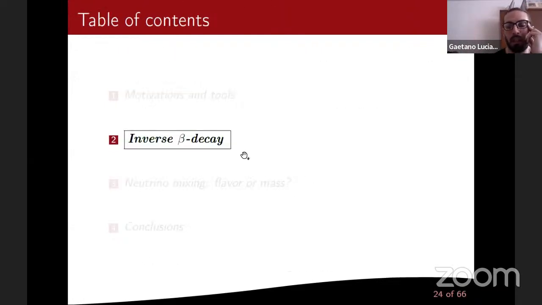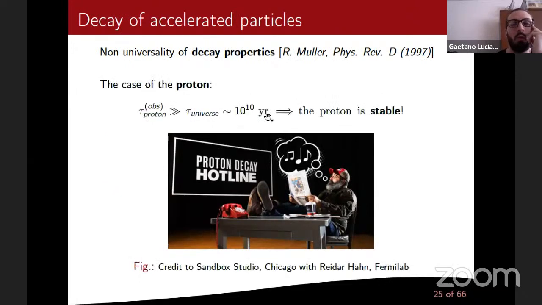Okay, so let me talk about the inverse beta decay. We know that, thanks to this work by Muller, the decay properties of particles are not universal. The most emblematic case is the case of the proton. We know that in the standard model, protons are stable particles. As far as we consider the standard model, so we are not considering more exotic theories, just the standard model, the proton is stable because the observed lifetime of the proton is higher than 10 to the 10 years, which means it's higher than the current age of the universe, so far we have to consider the proton as a stable particle.